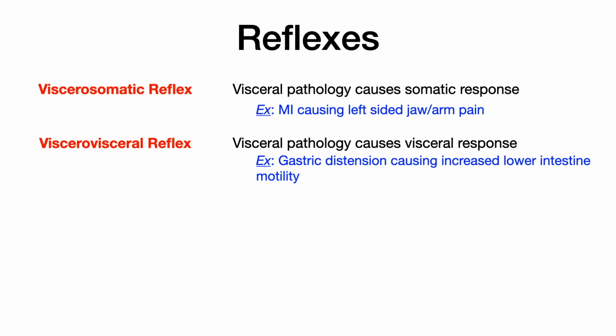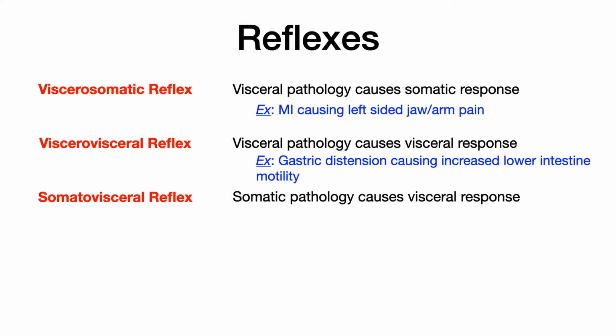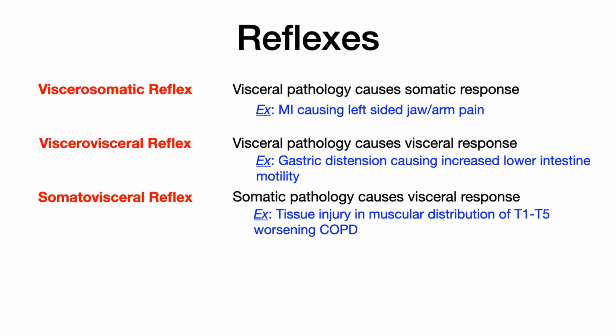The next reflex is somatovisceral. As the name implies, it's somatic pathology causing a visceral response. An example here would be if you have some type of musculoskeletal injury in the distribution of T1 to T5, it can worsen COPD.